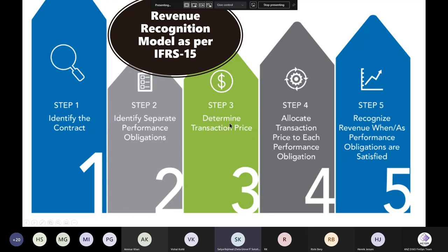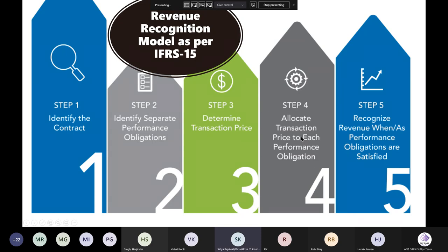Step three, determine the transaction price. How much is the warranty? How much is the main product? So you separate the price of both things. Even if you're selling it together and it can't be separated, from a revenue recognition perspective, you need to separate it.